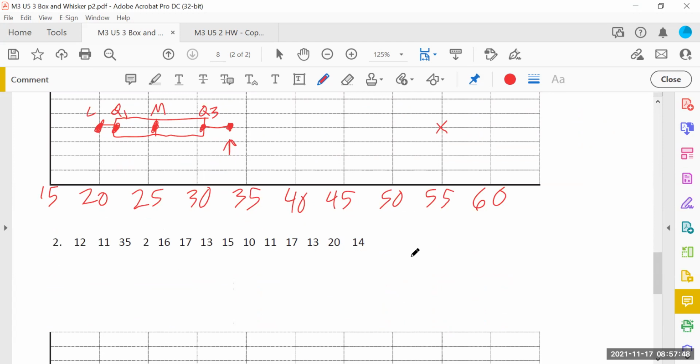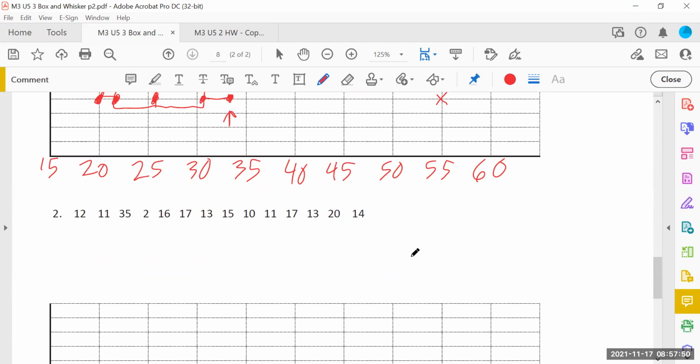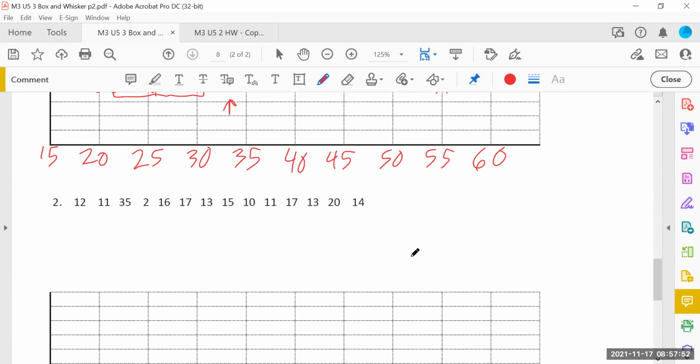So help me out here. Let's make sure we don't lose any of them. Once I'm done, you can copy them down. Looks like 2 is my lowest number. What's the next lowest? 11. Do we have a 10? There's a 10. Any other 10s?